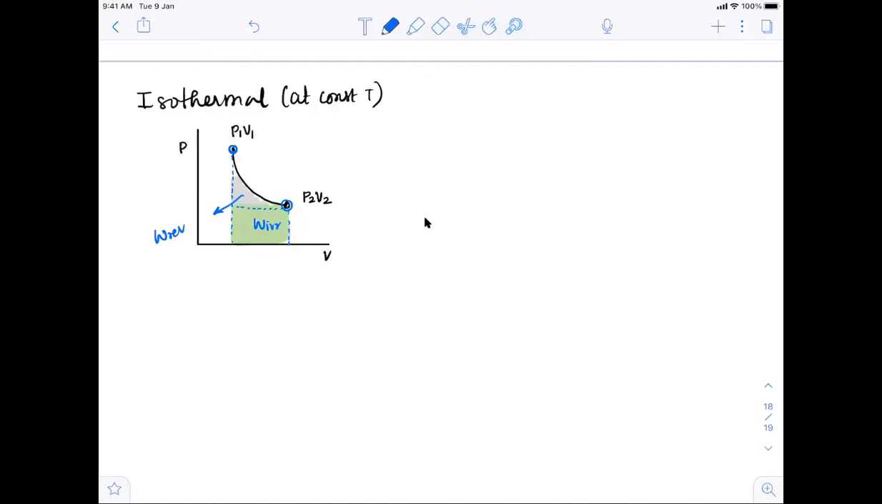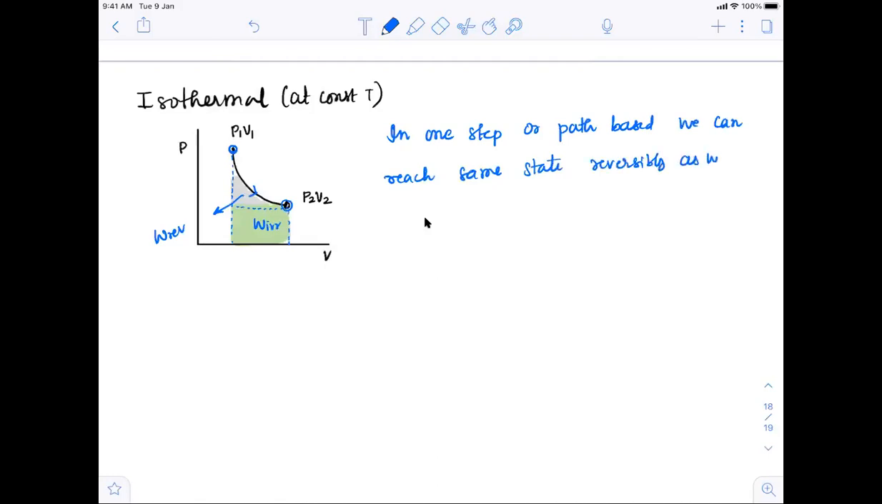But what I meant to say is, am I able to reach P1 V1 to P2 V2 both reversibly as well as irreversibly in one step? Yes, I can. Which means in one step, or path based, we can reach the same state reversibly as well as irreversibly.